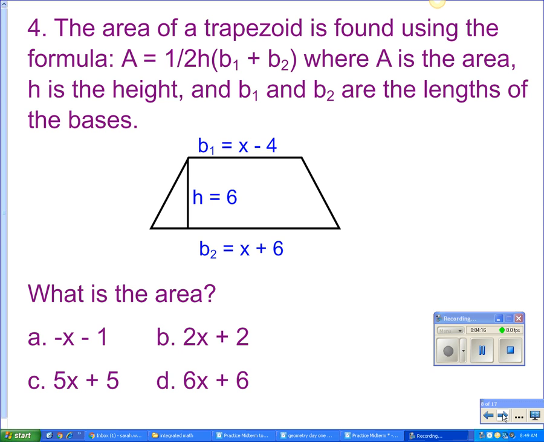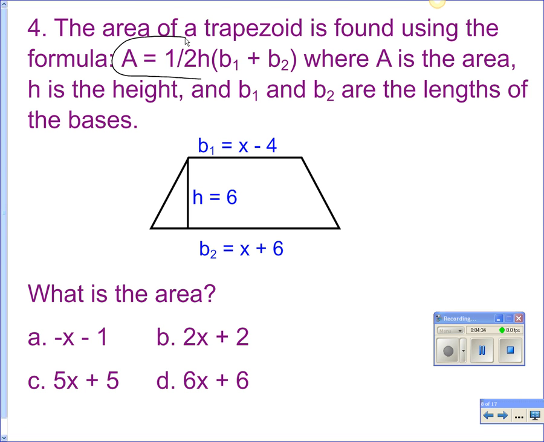Good. Okay, number 4. The area of a trapezoid is found using the formula A equals 1/2 h B1 plus B2, where A is the area, H is the height, and B1 and B2 are the lengths of the bases. What is the area? Okay, guys, when they give you a formula, it's so you can use it. Okay, when they give you a formula, it's for you to use. All right, so let's go ahead and write this formula right here. A equals 1/2 H B1 plus B2.